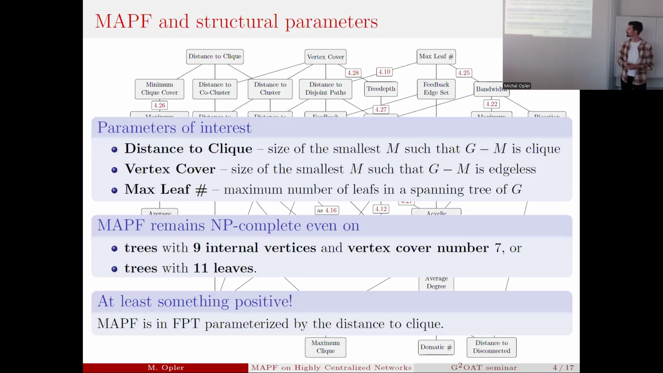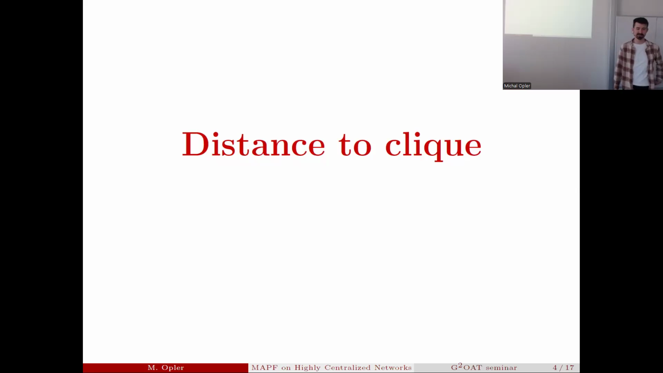Okay. Right. So in the rest of the talk, I will try to sketch the FPT algorithm, and then I'll also do the same for the reduction for the trees with 11 leaves. I'll skip the reduction for small vertex cover, mostly due to time, both the time needed for presenting and the time needed for me to draw all the figures. But it's a really nice reduction, and if you're interested, please come ask me afterwards. I'll be happy to give you the main idea of it. But we start with the positive result, meaning the FPT algorithm for distance to clique.